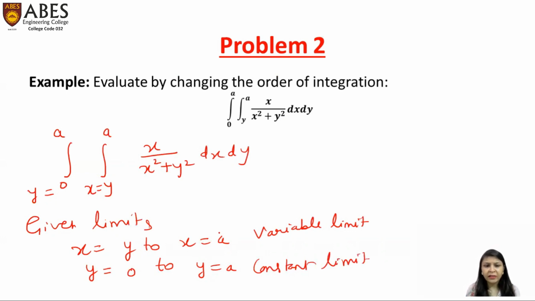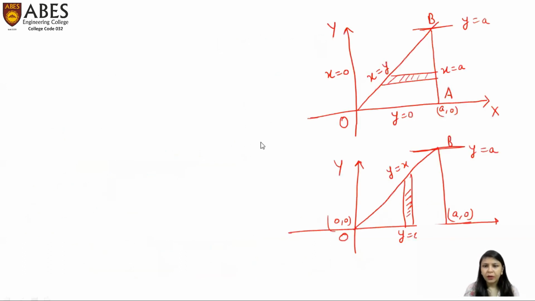So if the limit of x is a variable limit, we draw the horizontal strips, because the limit of x varies. That's why we draw the horizontal strips. And in case the y limit varies, we draw the vertical strip, as you saw in the previous question. So based on the given limit of integration, we draw the figure.